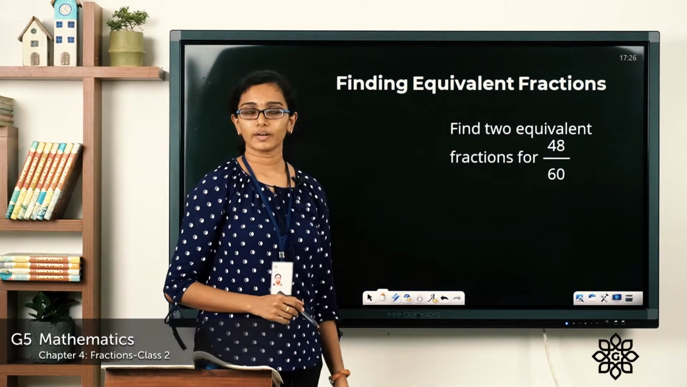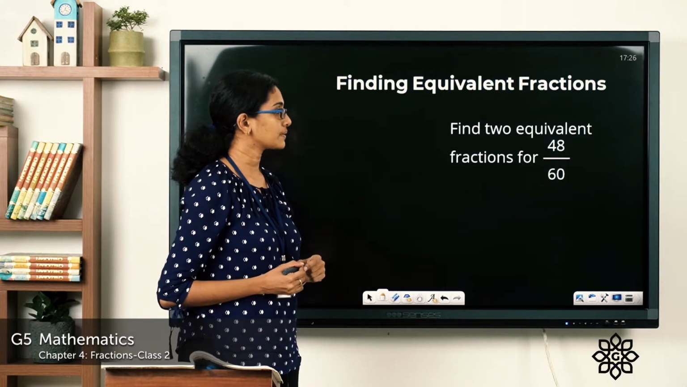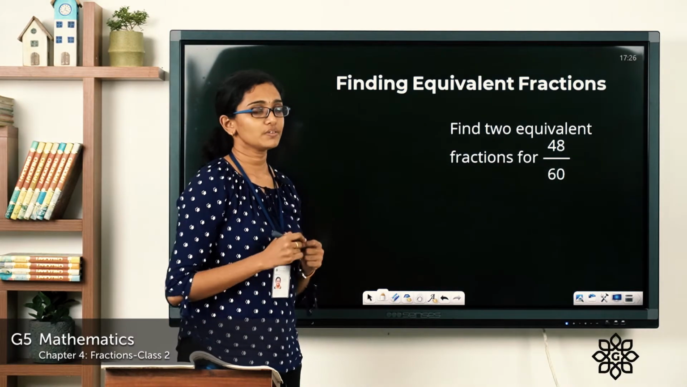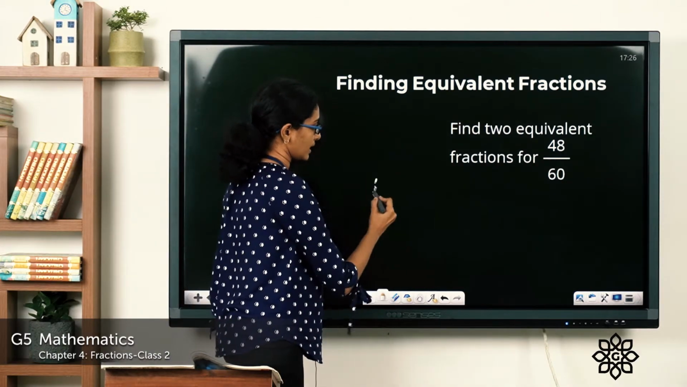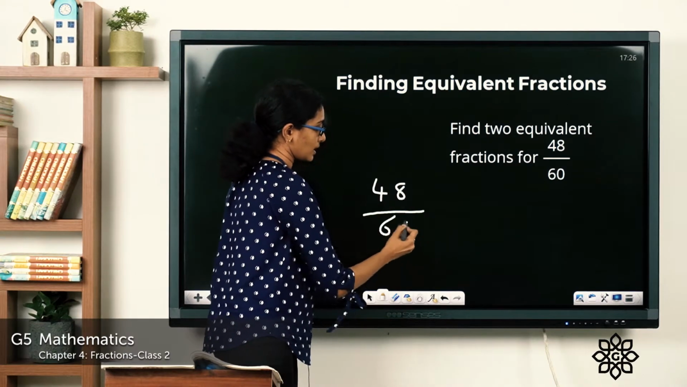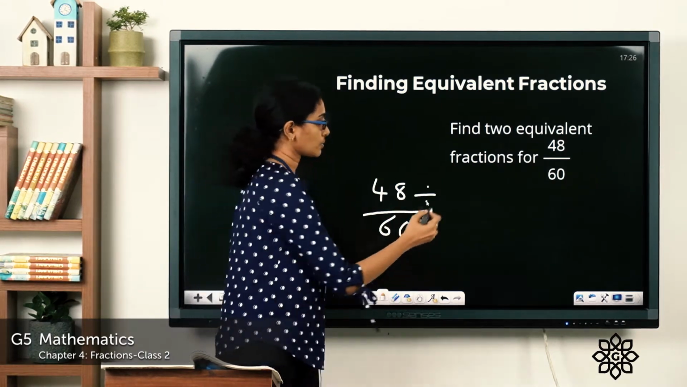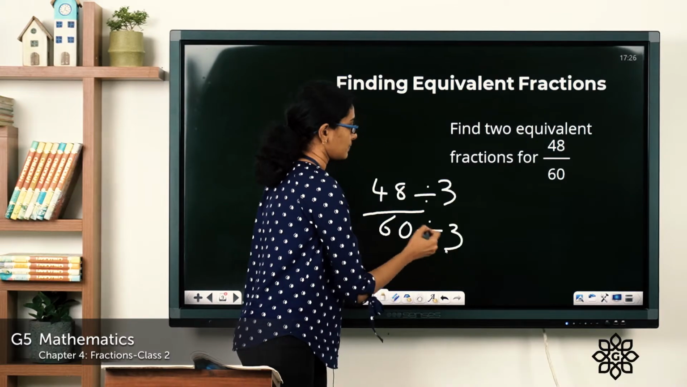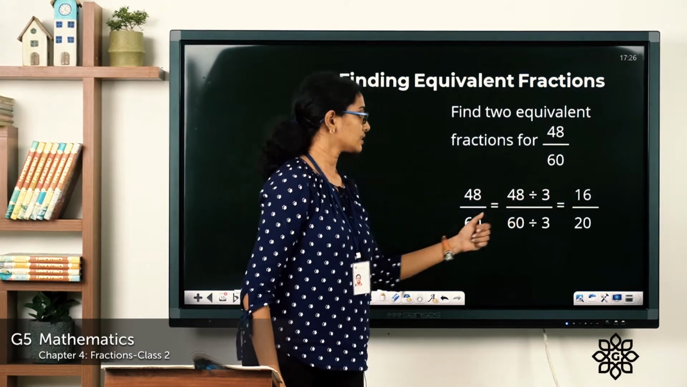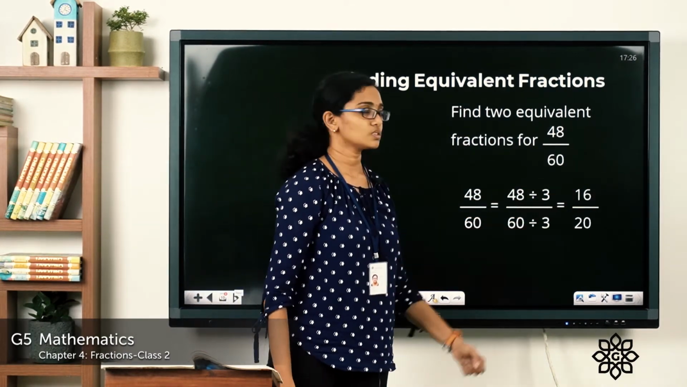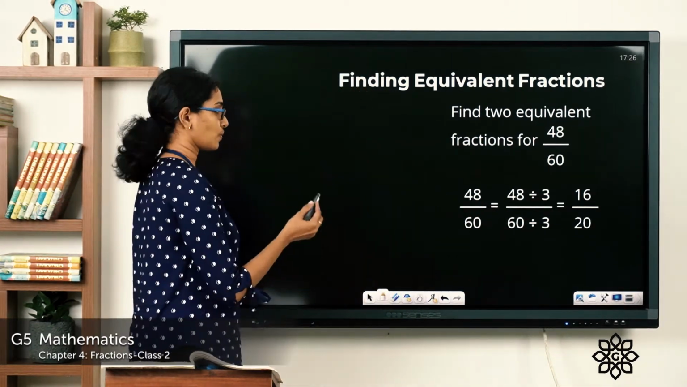Now, let's see one more example. Find two equivalent fractions for 48 by 60. So, in this case, we will use division to find the equivalent fraction for 48 by 60. So, here I am going to divide the numerator and the denominator by 3. Both these are multiples of 3, right? I am going to divide both these numbers by 3. So, what is 48 divided by 3? 48 divided by 3 gives you 16, and what is 60 divided by 3? Gives you 20. So, here we have one fraction 16 by 20 which is equivalent to 48 by 60.